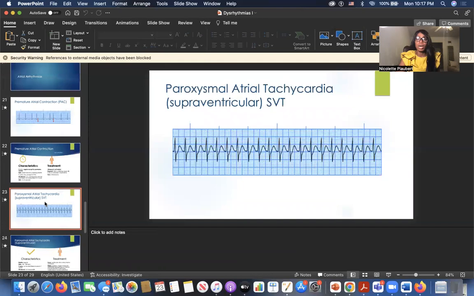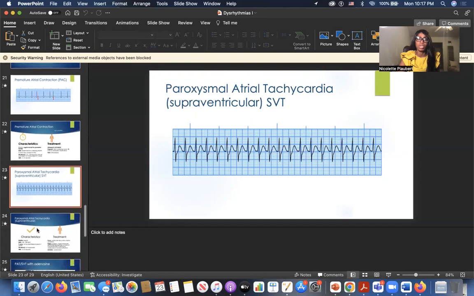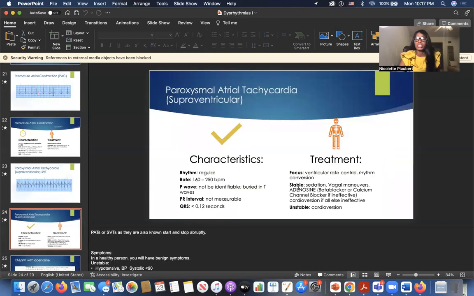So then we have SVT. As you can see, we don't see the P wave here. Right, it kind of looks like sinus tachy, but it's not because we see the T wave, but we don't see the P wave. And what do we do? If it's stable, we're giving adenosine. If it's unstable, we're cardioverting them.